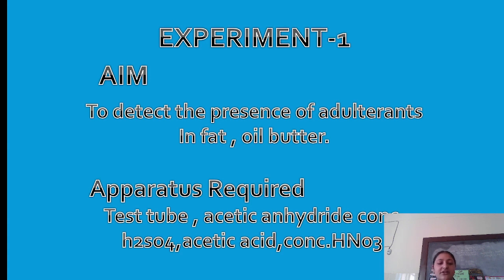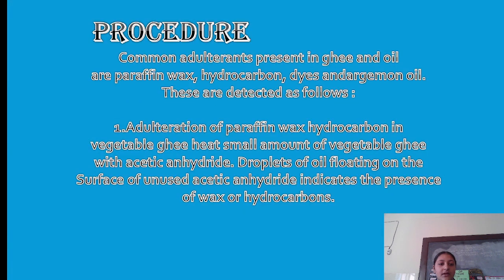Here we have the material required: test tube, acetic anhydride, concentrated H2SO4, acetic acid and concentrated HNO3. Now here is the procedure. Common adulterants present in ghee and oil are paraffin wax, hydrocarbon dyes and argemone oil. These are detected as follows.